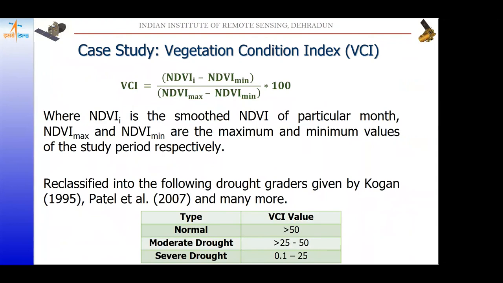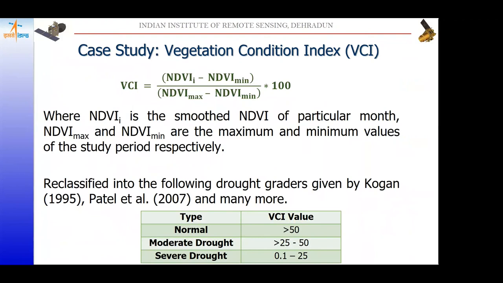So for that, we have to use historical or long-term data sets for the generation of the NDVI maximum and minimum value, with a comparison for a particular month or particular time. For example, if I am using the MODIS data sets, which are simply 8-day composites, then for the same 8-day composite we use the historical or long-term maximum and minimum value of NDVI and define the VCI over that particular location.